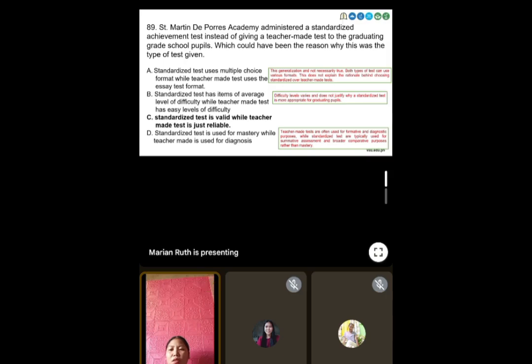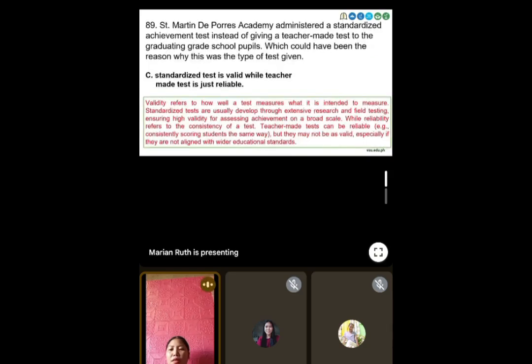It's because validity refers to how well a test measures what it is intended to measure, while standardized tests are usually developed through extensive research and field testing, ensuring high validity for assessing achievement on a broad scale. Reliability refers to the consistency of a test. Teacher-made tests can be reliable, consistently scoring students the same way, but they may not be as valid, specifically if they are not aligned with wider educational standards.